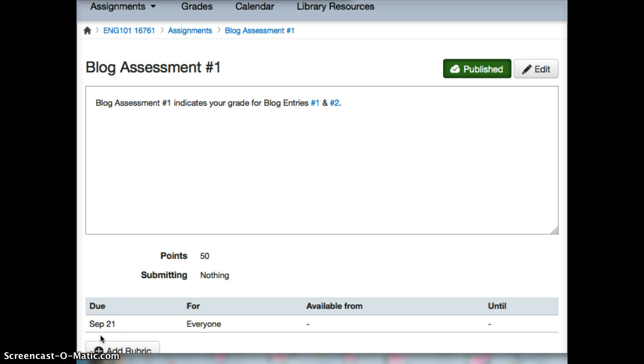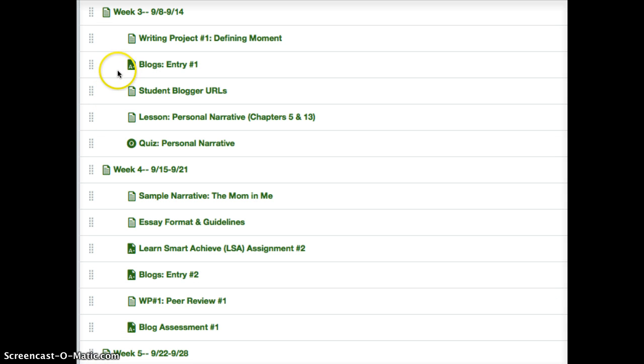But if we look back at where the blog entries are assigned, you will see, for example, that blog entry number 1, which is part of that first assessment period, is due by Sunday on the 14th. What that means is that I will not actually be grading it until the next blog assessment period, which is down here, which is complete on the 21st. Okay, so that means that you have just a little bit of wiggle room on some of these blog entries.